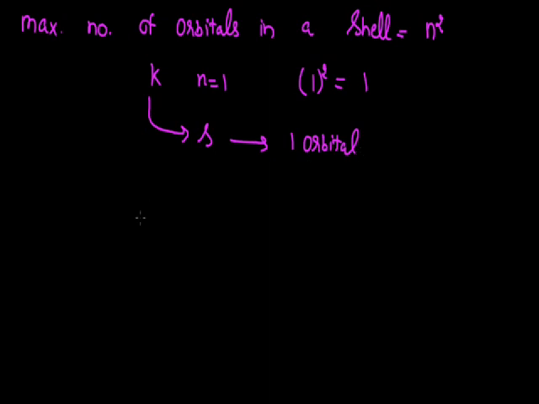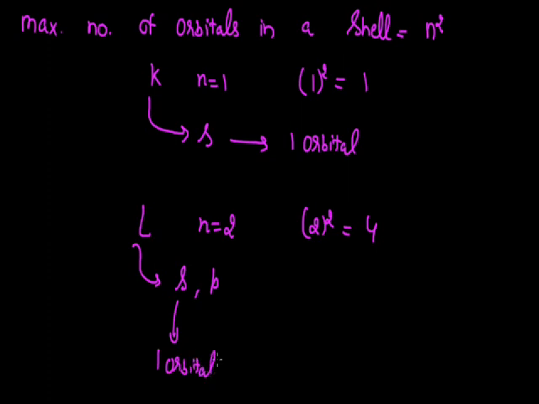Now if I talk about the L shell, the value of n is equal to 2 for this, and the maximum number of orbitals can be given by the formula, square of this 2, that is 4. Now as we know, this L shell has the s subshell and p subshell. The s subshell contains only one orbital, while just now we have seen that this p subshell contains a total of 3 orbitals. So 3 plus 1, it's a total of 4 orbitals, and we can prove from this formula also that this L shell will contain a total of 4 orbitals.